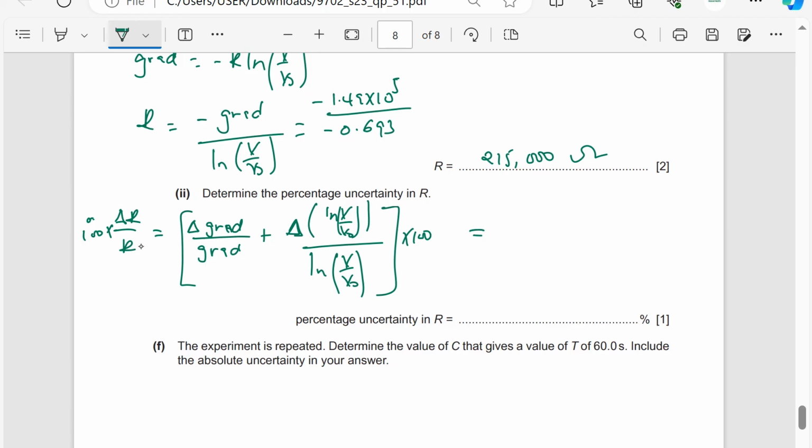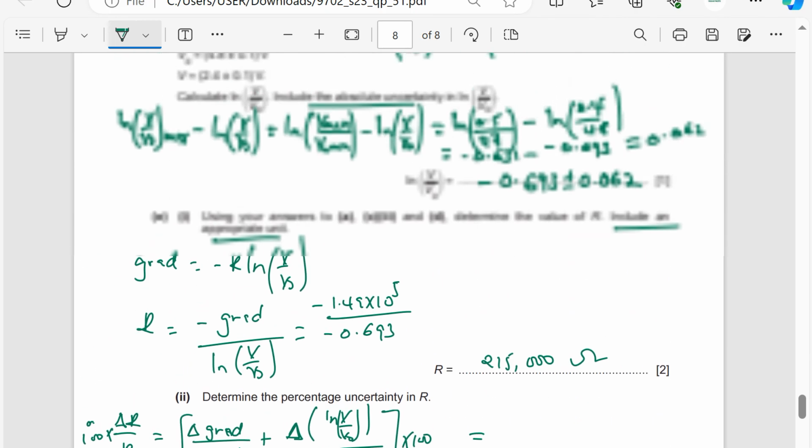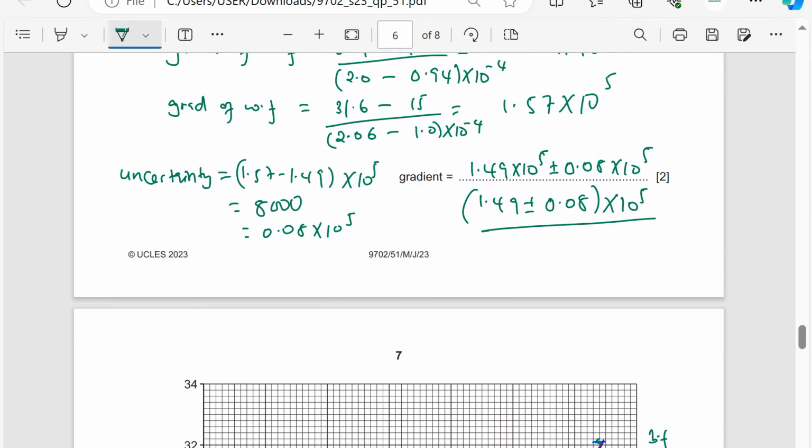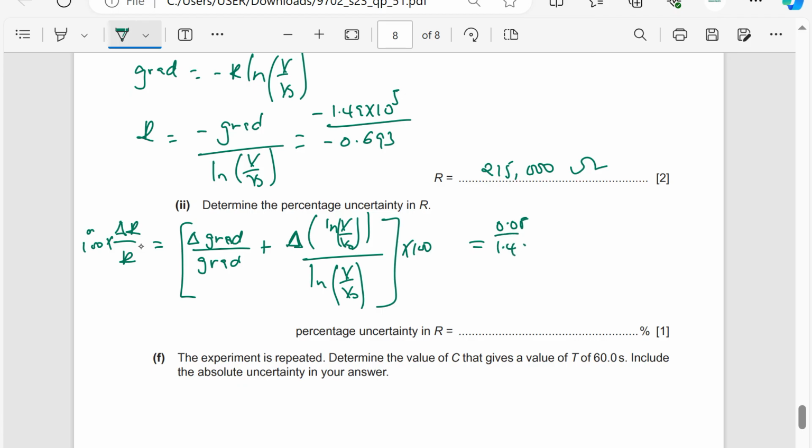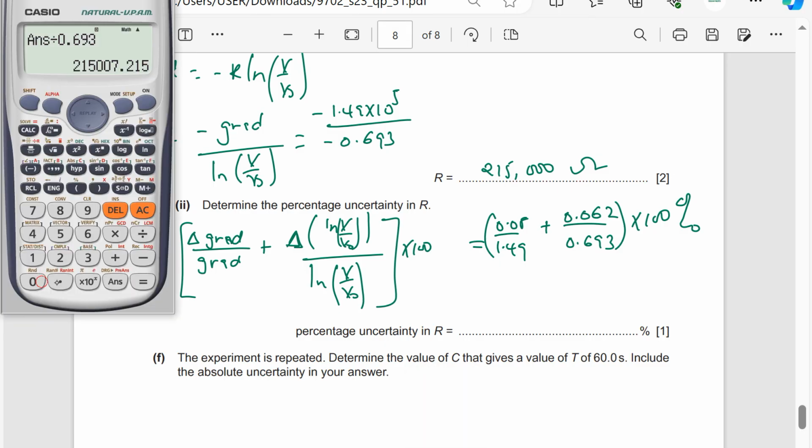So for the gradient, what was it? It was 0.08 divided by 1.49. I don't need to add times 10 power 5 because it will cancel out. Plus, for the ln, it was 0.062 divided by ln of V over V naught, which is 0.693. I don't need to consider the minus because it cancels out. Then I'll multiply this by 100 to make it percentage. So from my calculator, 0.08 divided by 1.49 plus 0.062 divided by 0.693, then multiplied by 100. So this is going to be 14.3%.